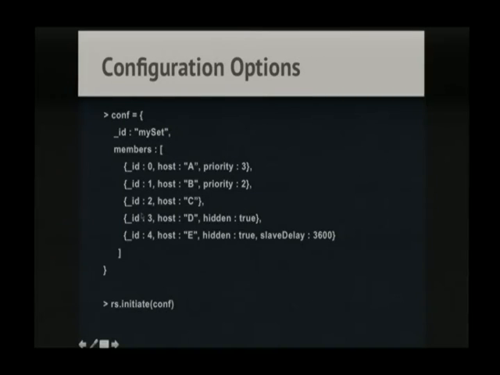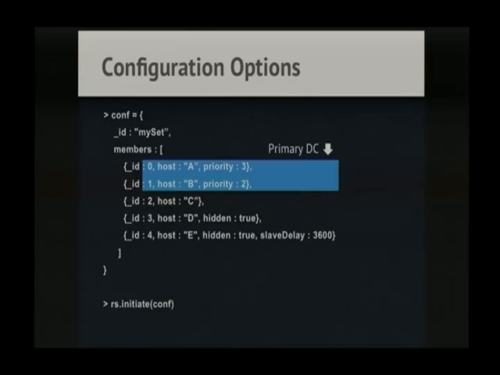There's a few different properties you can set. The configuration is the JSON configuration. For each member of the replica set, you've got an ID, which uniquely identifies that member. You've got a host name, which would normally be the DNS name. And you have a few different options, such as priority and hidden.